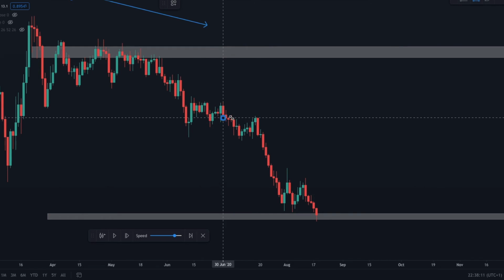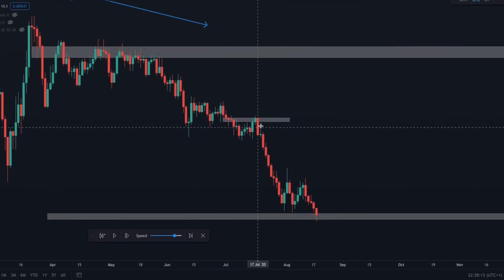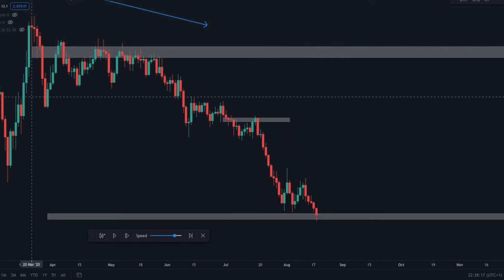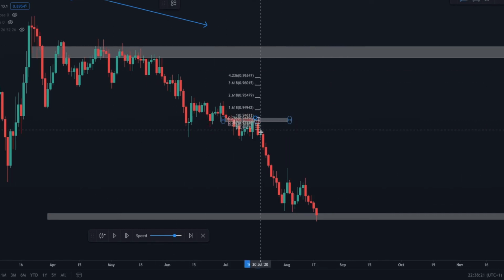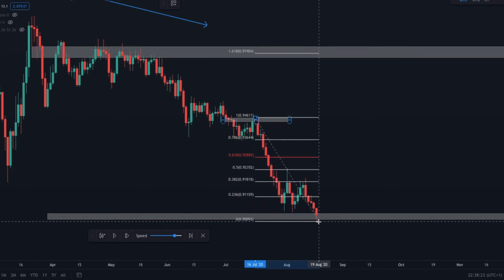I'll mark it out with a square. This is the last point where the market found resistance and then made the last impulse down. So we take the Fibonacci tool from the top down to the current lower low. Again, if the market does push further down, it may need to be adjusted slightly. This is the generic way that it works.